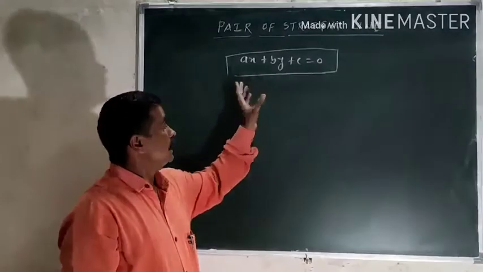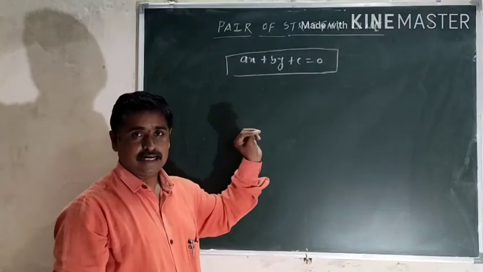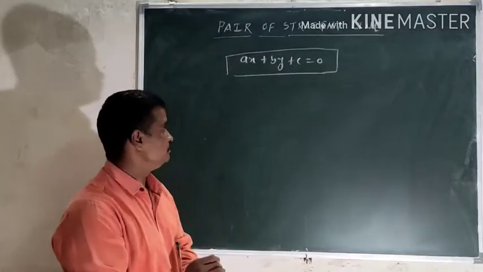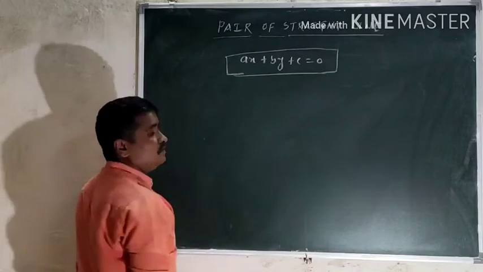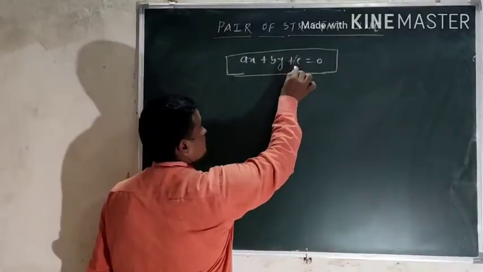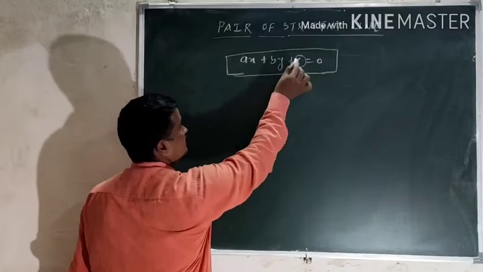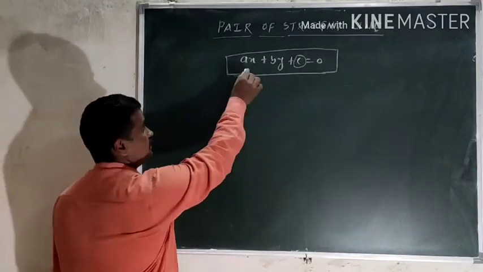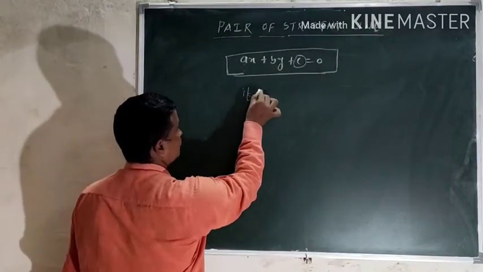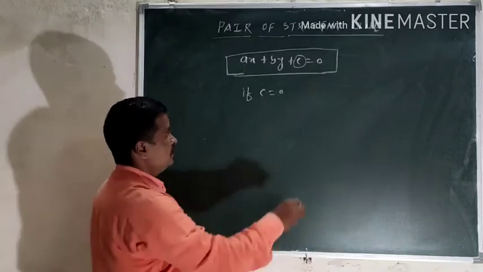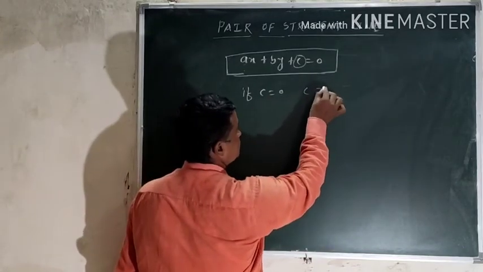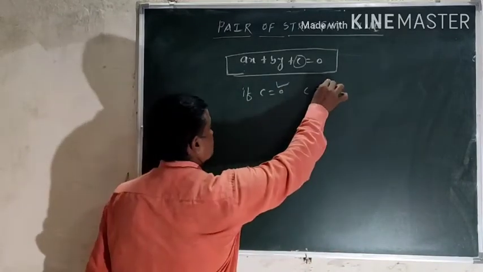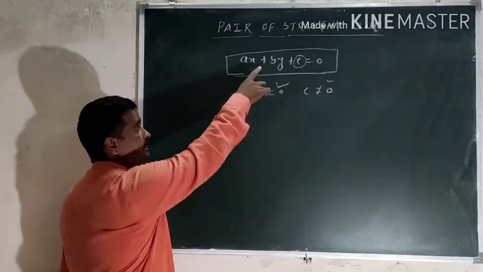We have to calculate the equation of a pair of straight lines which pass through the origin and which do not pass through the origin. Again, we know the result: in ax plus by plus c equals 0, a, b, c are constants. We have two cases, c equals 0 and c does not equal 0. If c equals 0, then the line is passing through origin.